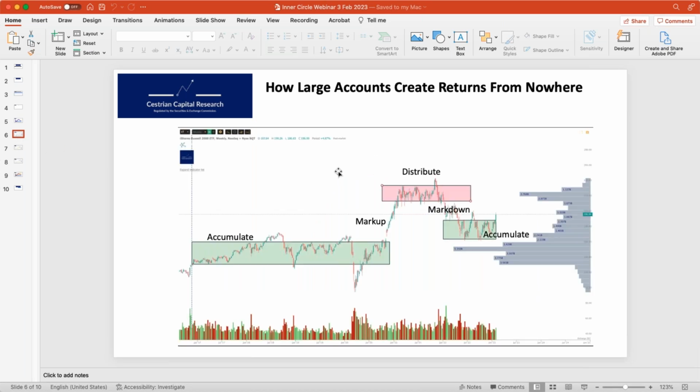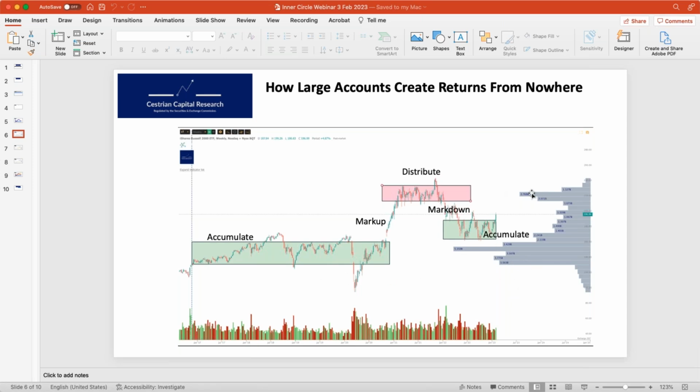This here is the Russell 2000 ETF, the IWM. Hopefully you can see this quite well. This is how, if you're a large account player, you can create returns from nowhere. The grey bars on the right-hand side of this chart are really important. This is called a volume by price analysis, or volume profile. What this looks at is the volume of shares traded for each given price band. And if you use this tool, you can see accumulation and markup and distribution in action.